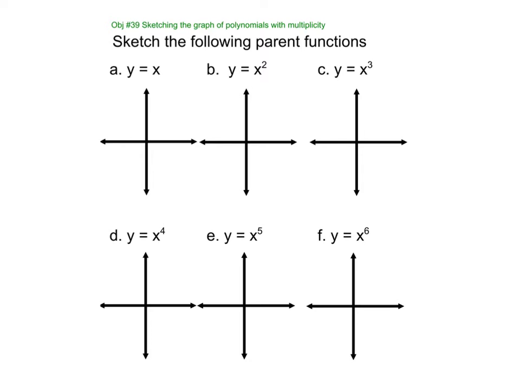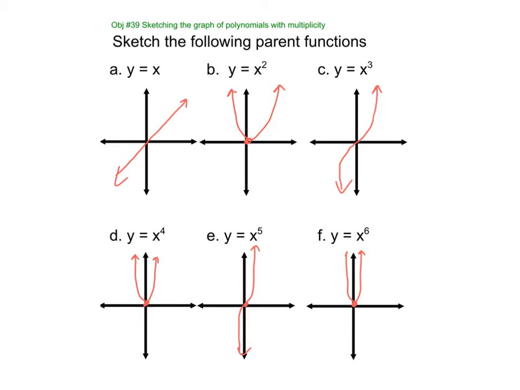Okay, so sketch the following parent functions. Pause the video and do these. So y equals x is a line, x squared is a parabola, x cubed we just talked about, it looks like this. What's x to the fourth? X to the fourth is just a skinny parabola, right? Because 2 to the fourth is 16 instead of 2 squared is 4. So x to the fifth looks like x cubed but skinnier. And then x to the sixth is even skinnier than the x to the fourth.